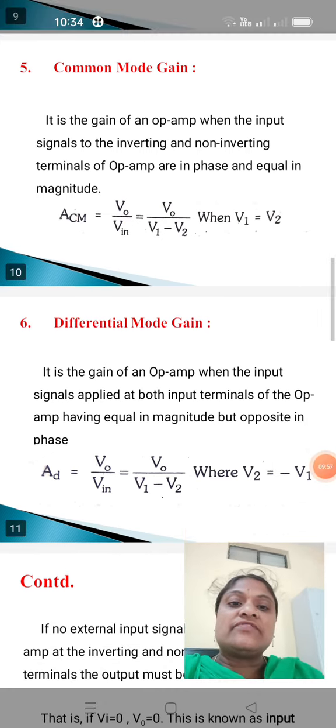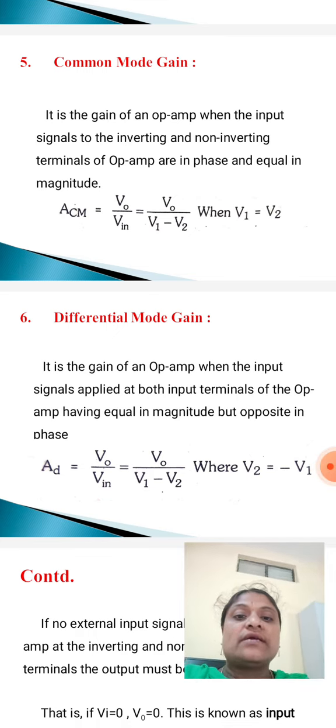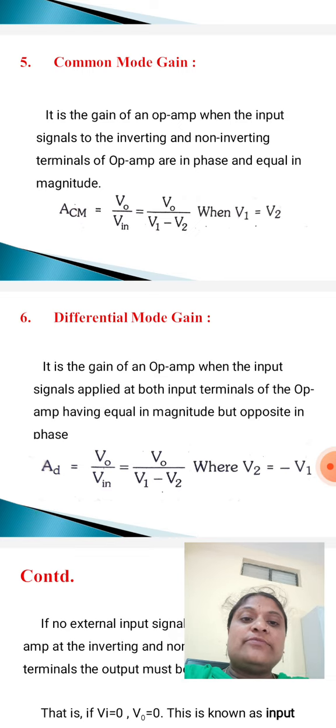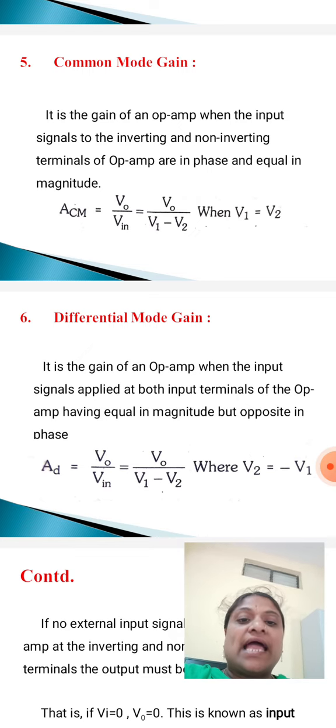What about differential mode gain? It is the gain of an op-amp when the input signals applied at both input terminals, that is inverting and non-inverting, are equal in magnitude but opposite in phase, that is 180 degrees out of phase.